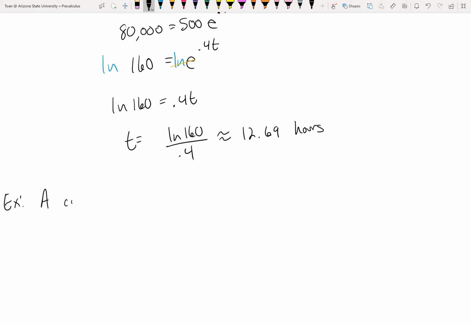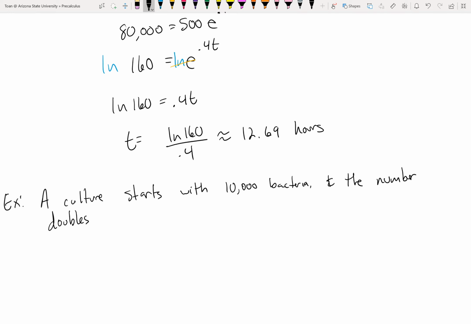Suppose a culture starts with 10,000 bacteria, and let's say the scientist, whatever, his only job is to stare and count the number of bacteria, and the scientist observes that the number doubles every 40 minutes.